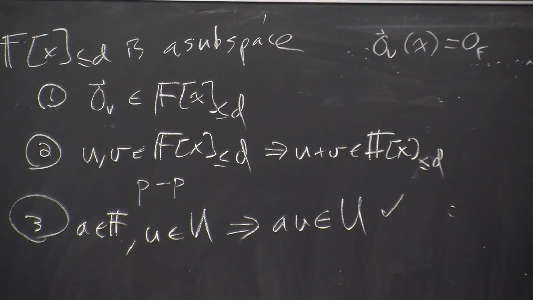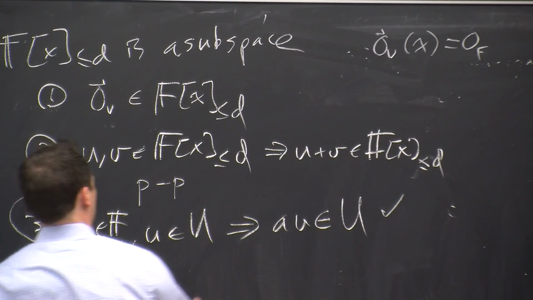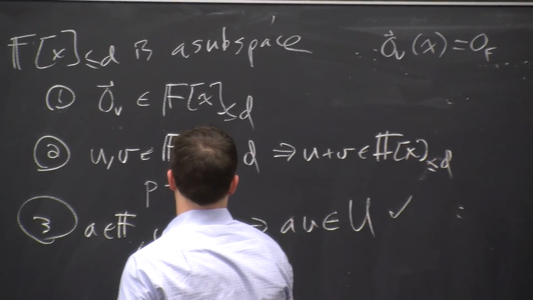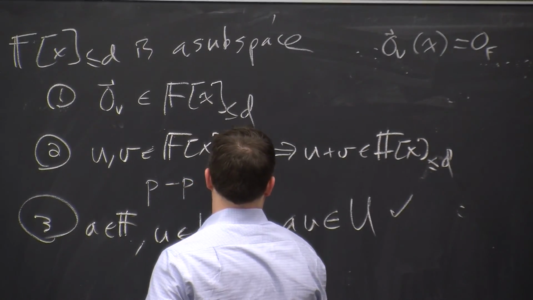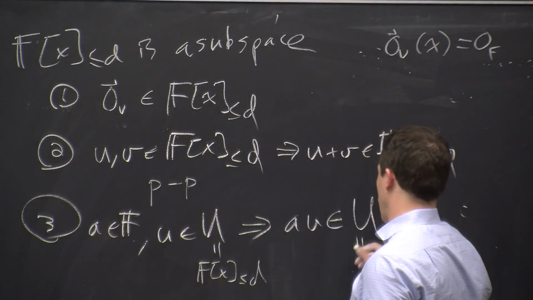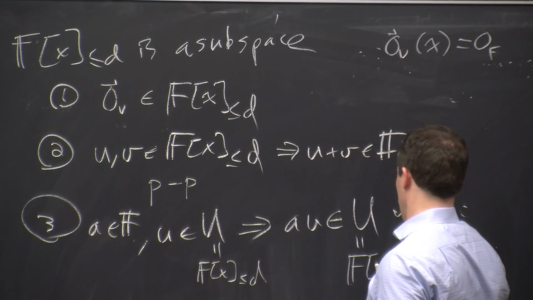Let's look at another example. Yes? Should it be a U, or U in F[x] with degree less than d originally? Yeah. In this case, I mean to set these equal.